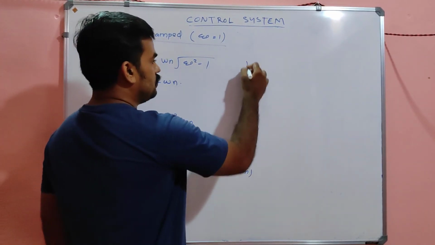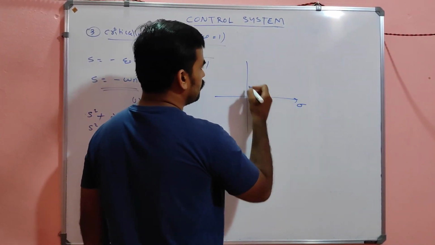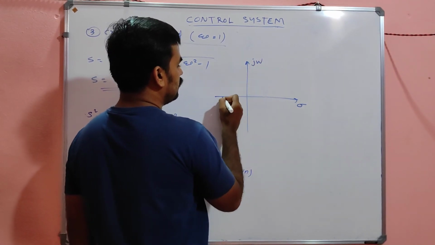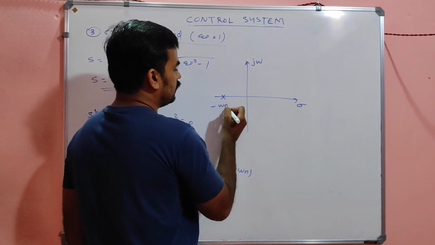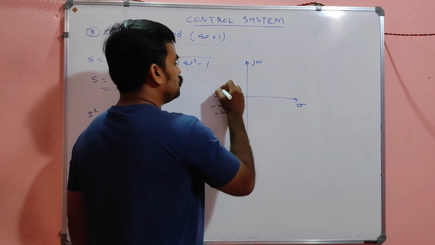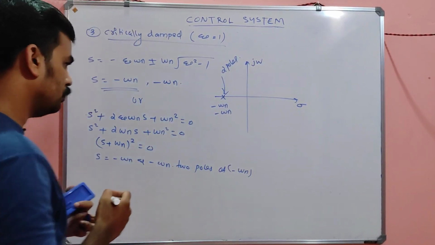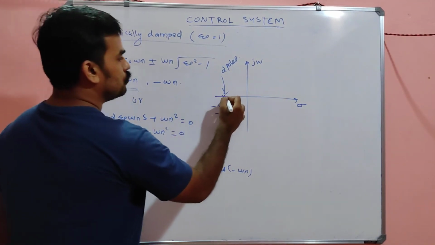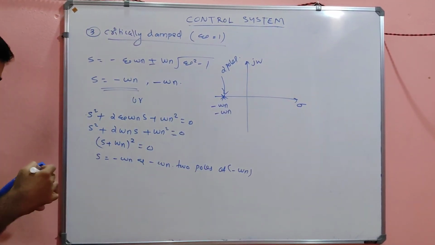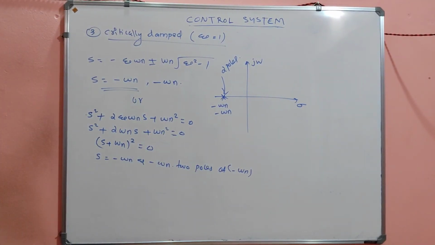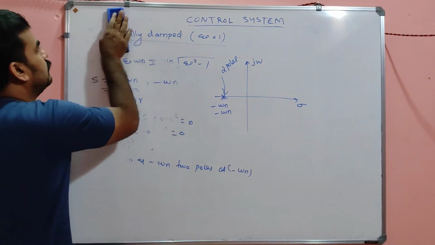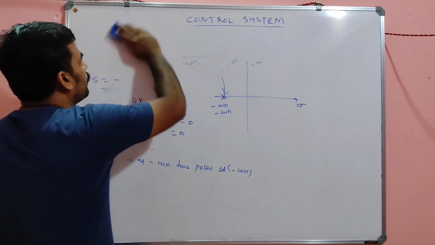So this result will be what? On the sigma and j omega plane, at minus omega n there will be 2 poles. That's it. So, clear? That is the critically damped concept.